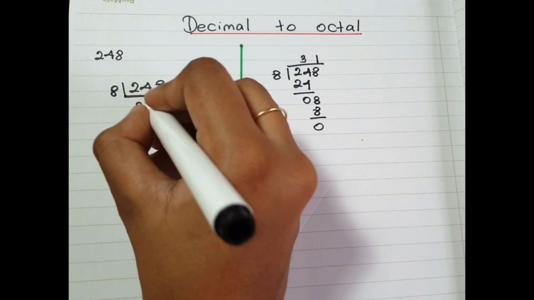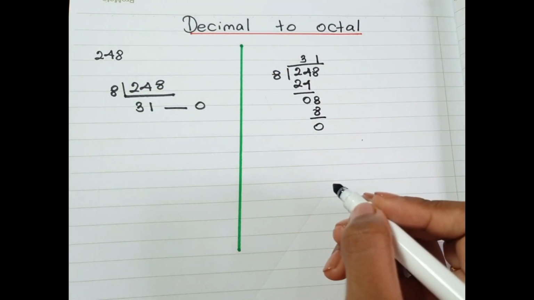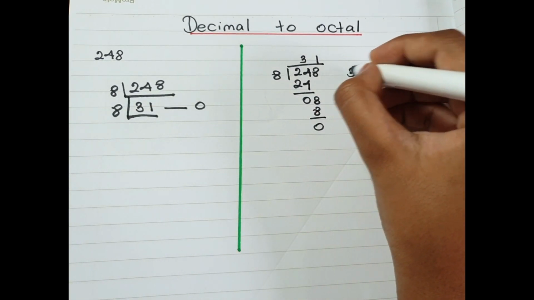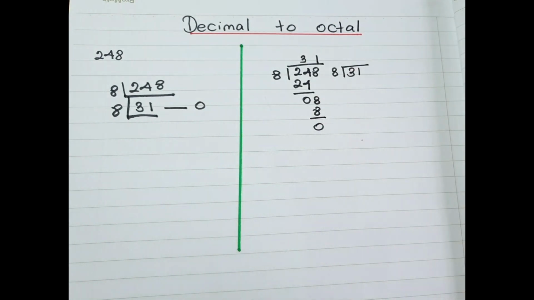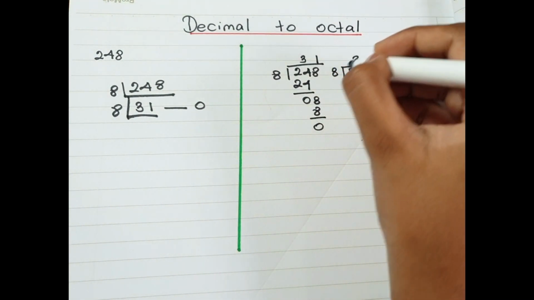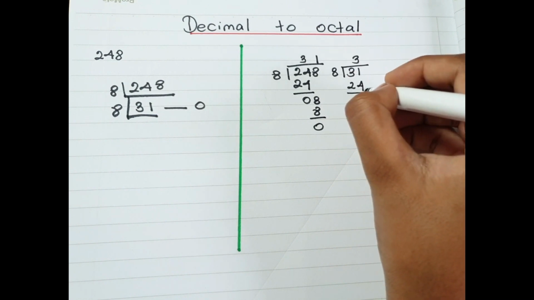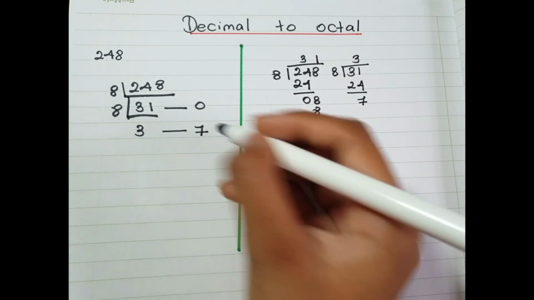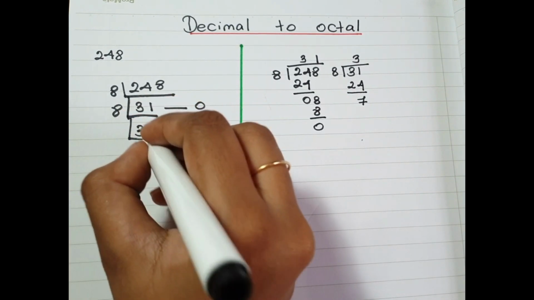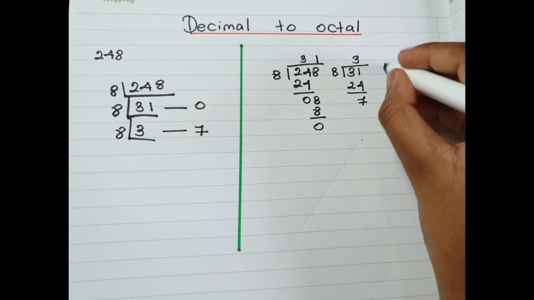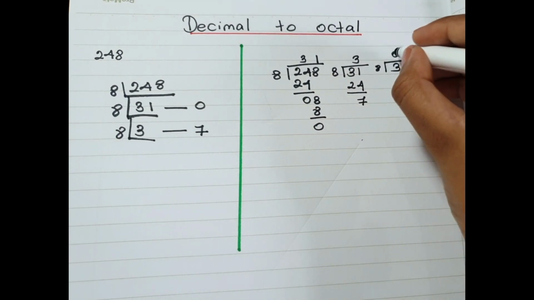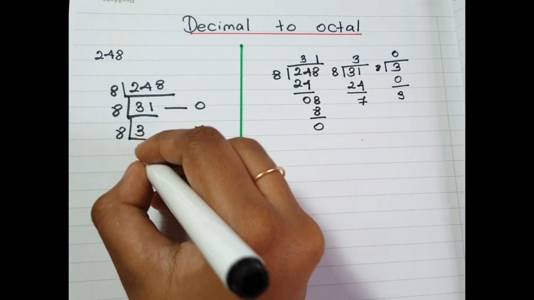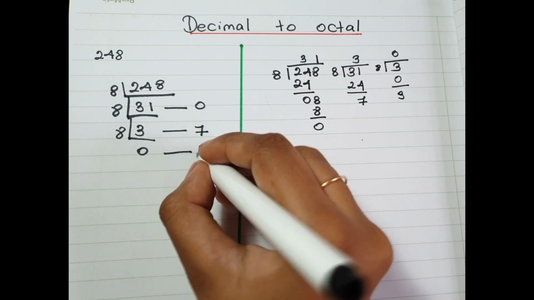It will be 31 and the remainder will be 0. Now let's divide 31 by 8. It will be 3 and the remainder will be 7. Now let's divide 3 by 8. It will be 0 and the remainder will be 3.